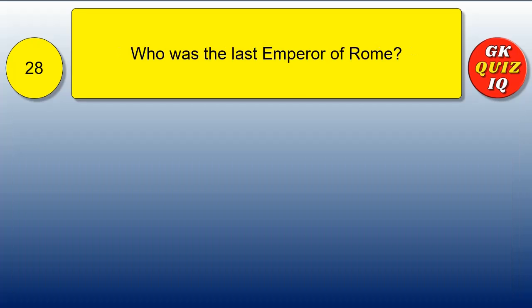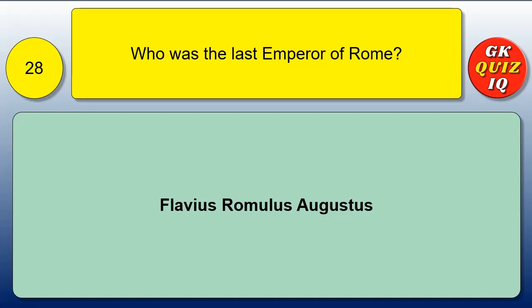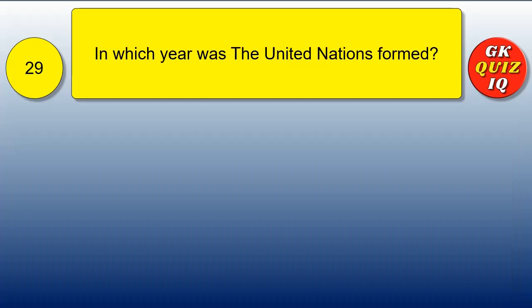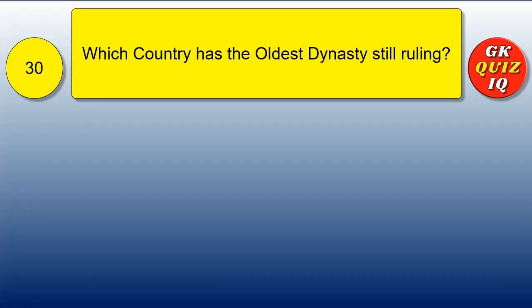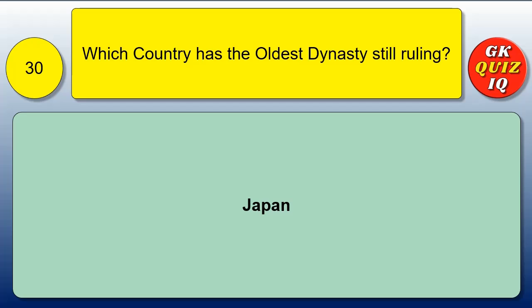Who was the last emperor of Rome? Flavius Romulus Augustus. In which year was the United Nations formed? 1945. Which country has the oldest dynasty still ruling? Japan.